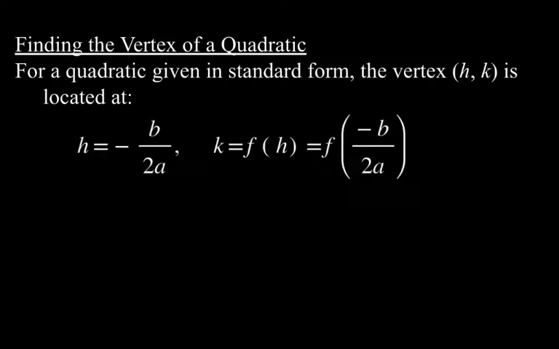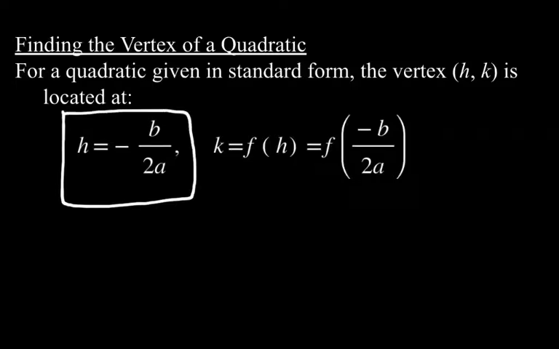So here's how we find the vertex of a quadratic if we are given standard form. If you're given standard form, remember the first number is the a, the number in front of the x is the b, and the number that's by itself, the constant, is the c. And based on that, we are able to use this little formula to help us find the x-coordinate of our vertex. Okay, the opposite of b over 2a.